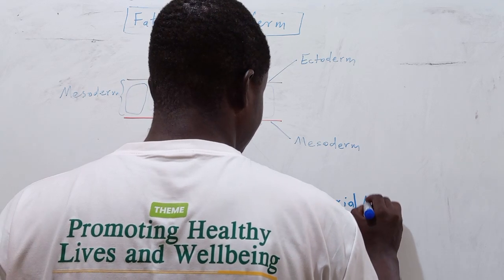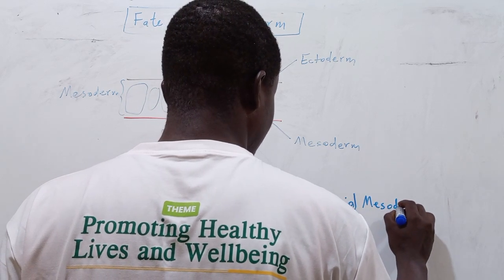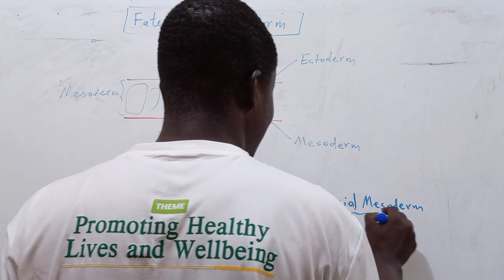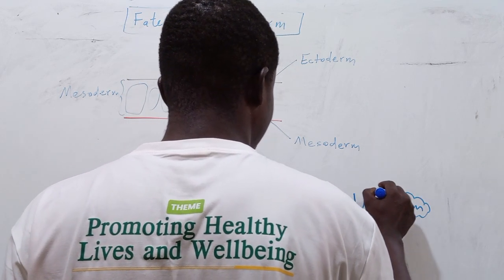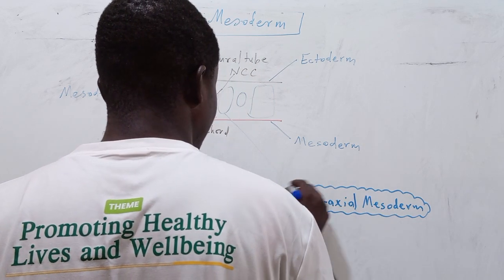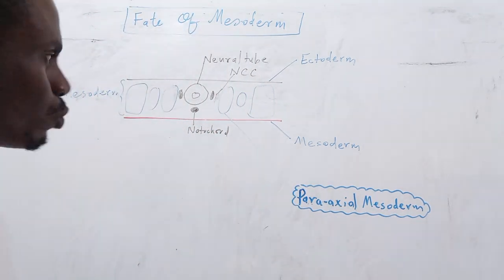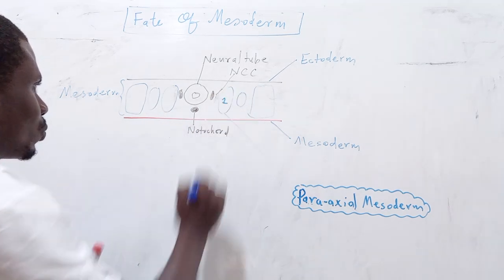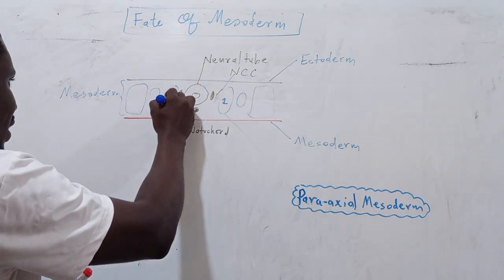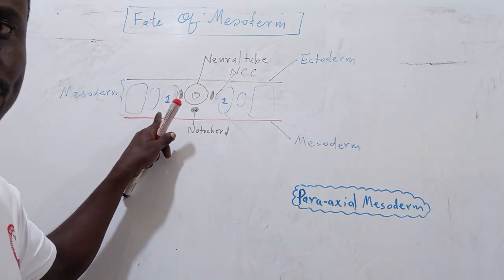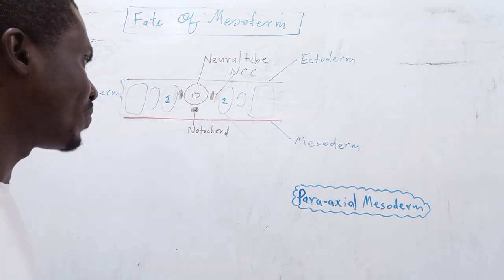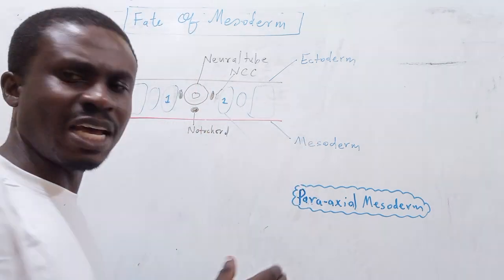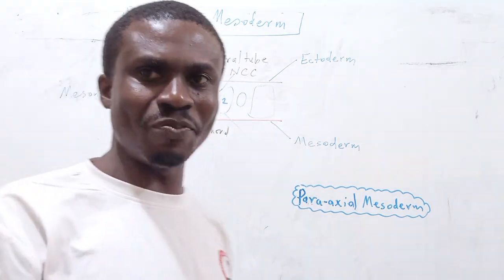Paraxial mesoderm. Now this is very important. Paraxial mesoderm. Okay, so on the same side, let me call this one 1. So number 1 over here, I also have 1 here. This one is also paraxial mesoderm. Or we can also say that because it's very close to the midline, that becomes the medial mesoderm.